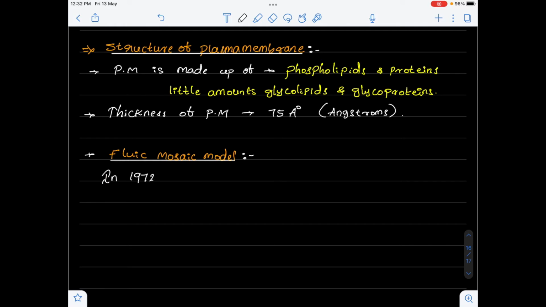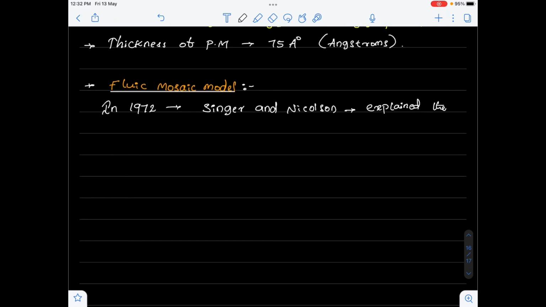In the year 1972, this fluid mosaic model of plasma membrane was proposed by the two scientists Singer and Nicholson, and these two scientists explained the ultrastructure of plasma membrane.